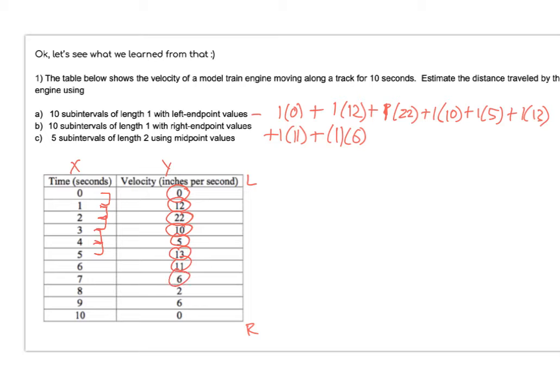And just to clarify, that was the interval from 7 to 8. For the interval from 8 to 9, we're going to have a height of 2. For the interval from 9 to 10, we're going to have a height of 6.